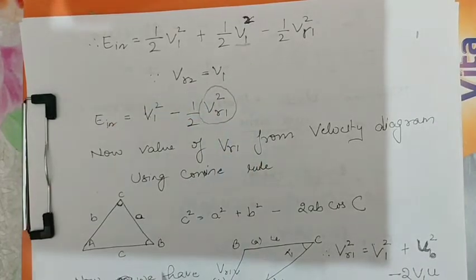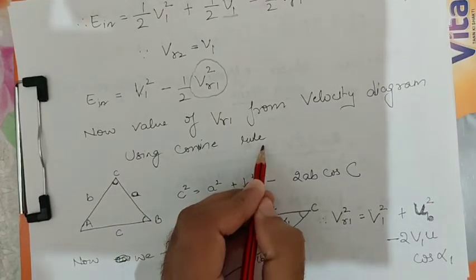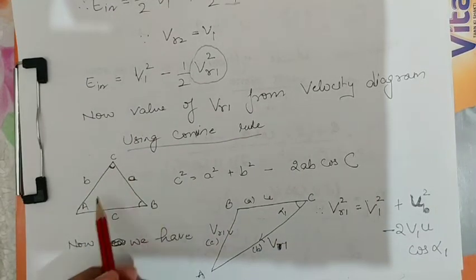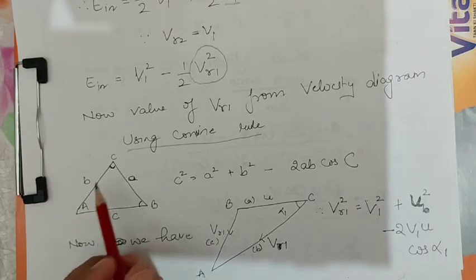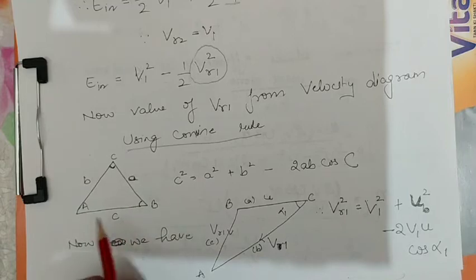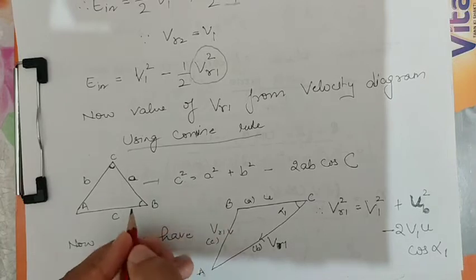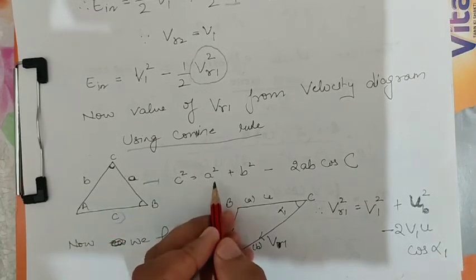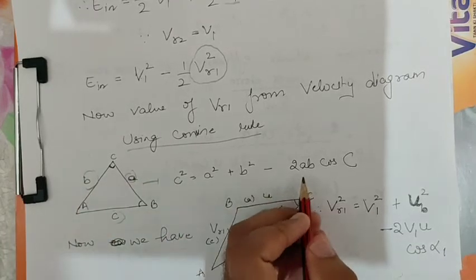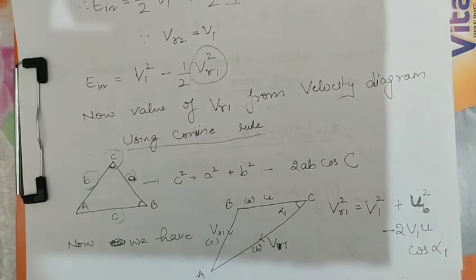For the value of VR1 we will use the cosine rule. What is the cosine rule? If there is a triangle with angle ACB and sides BAC, then according to the cosine rule, C square is equal to A square plus B square minus 2AB cos C. And what is this cos C? This is the cos of this angle.